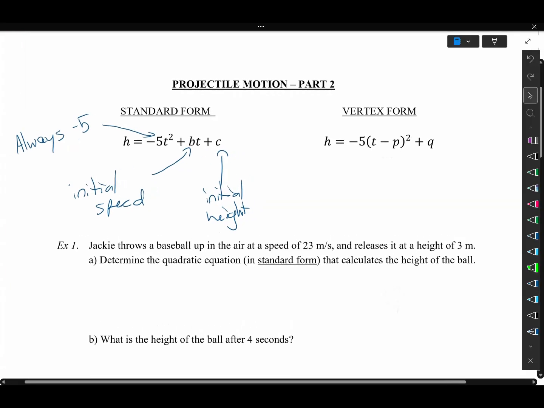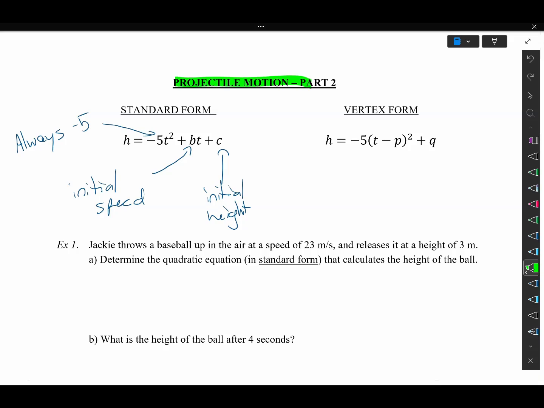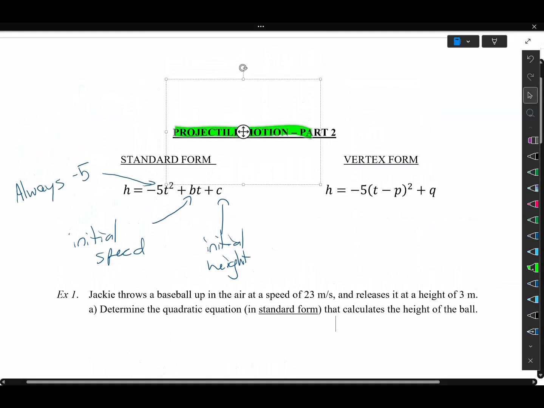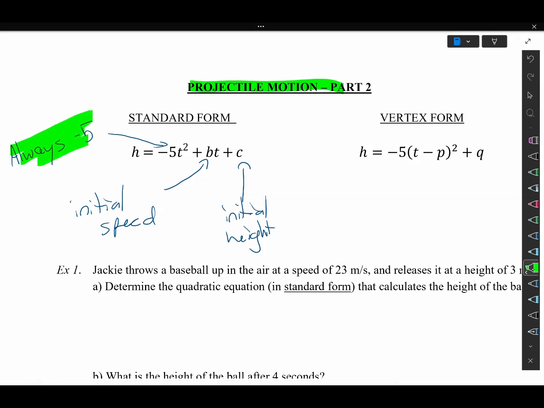This should be an exceptionally quick video, because it is just a continuation of your previous lesson on projectile motion, which is the only prerequisite you need for this lesson. What we covered in the last lesson was standard form: our acceleration is always -5, which we will also see whenever we're working in vertex form. The initial speed was always the b value, the coefficient on your t term. And the initial height was always the constant added, usually listed right at the end, the piece that has no t attached to it.